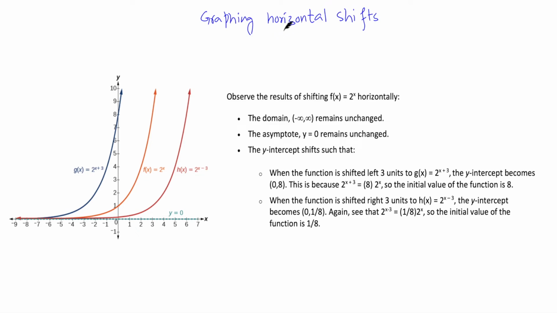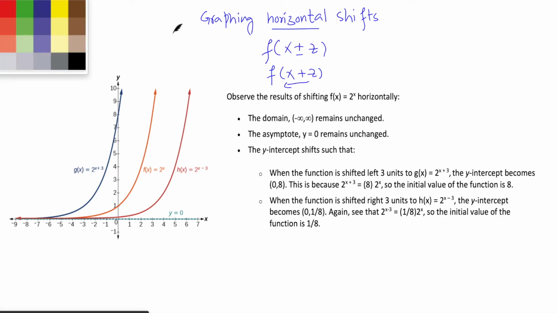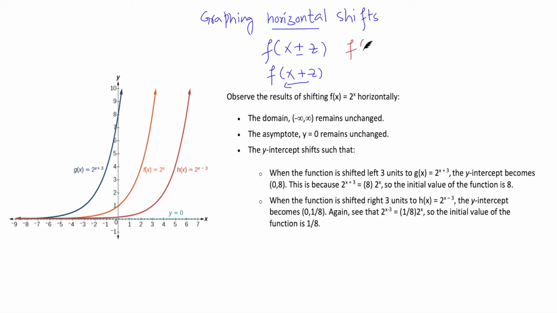The next scenario is obviously the horizontal shift. And when does that happen? When we add or subtract a constant to the value of x, we have horizontal shifts. We have talked about this multiple times before. But this time the shift is basically opposite. When you add a constant to the value of x, the graph moves z units to the left. And when you subtract a constant from the value of x, the graph moves z units to the right.